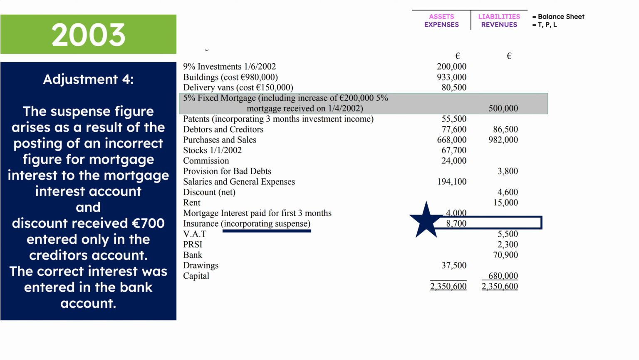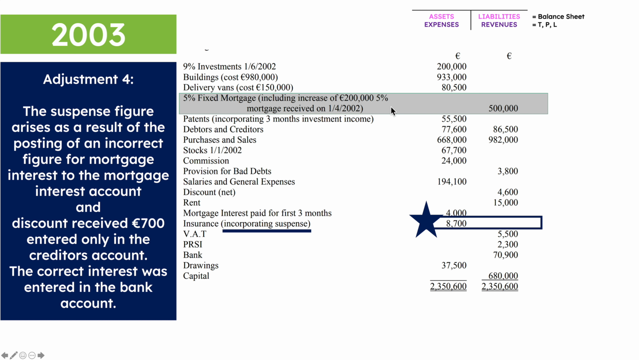So the suspense figure arises as a result of the posting of an incorrect figure for mortgage interest to the mortgage interest account, and discount received 700 entered only in the creditor's account. The correct interest was entered in the bank account. Okay, so this mortgage interest here, 4,000, that is incorrect. So for 3 months, let's see what it should have been.